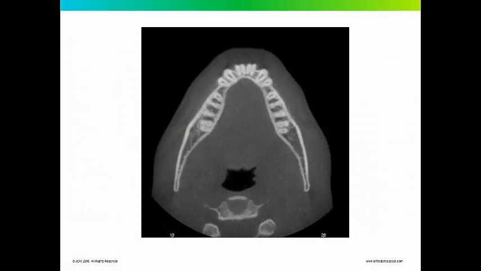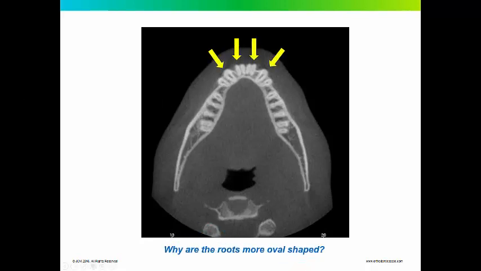Okay, so here is the axial view of the lower arch taken about halfway down the root. And you can see that from the way these teeth are shaped and the pulp chamber, obviously they're very, very much flared out.